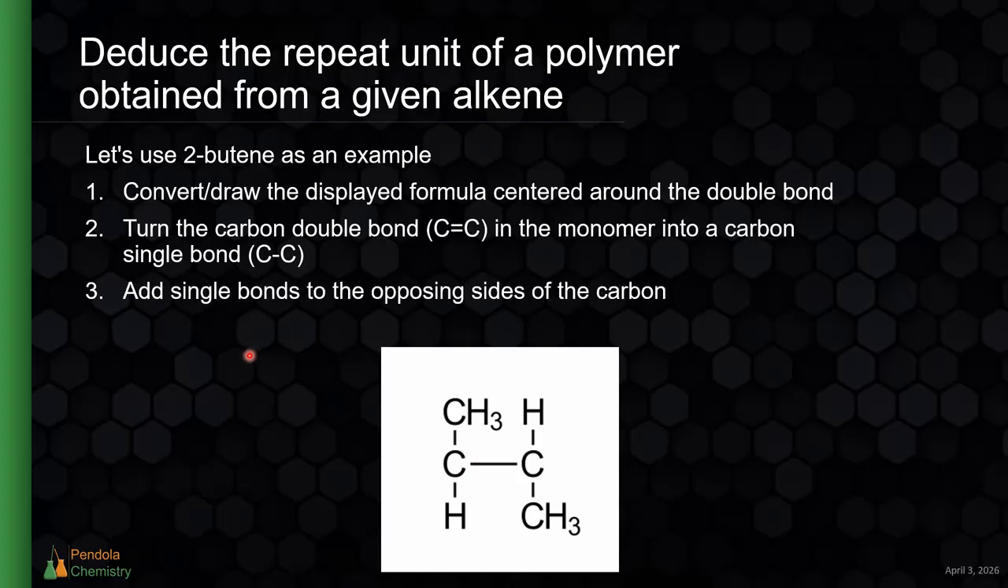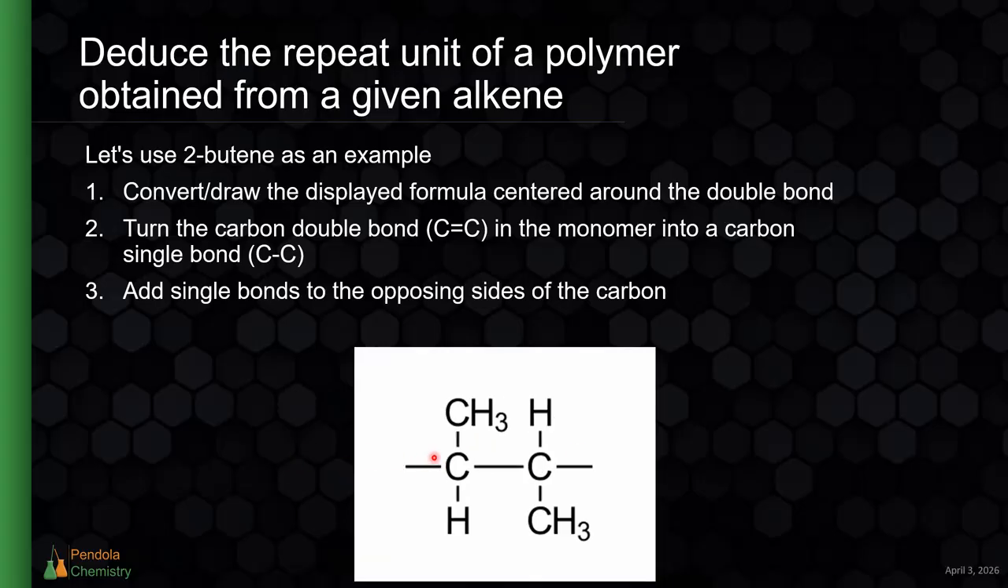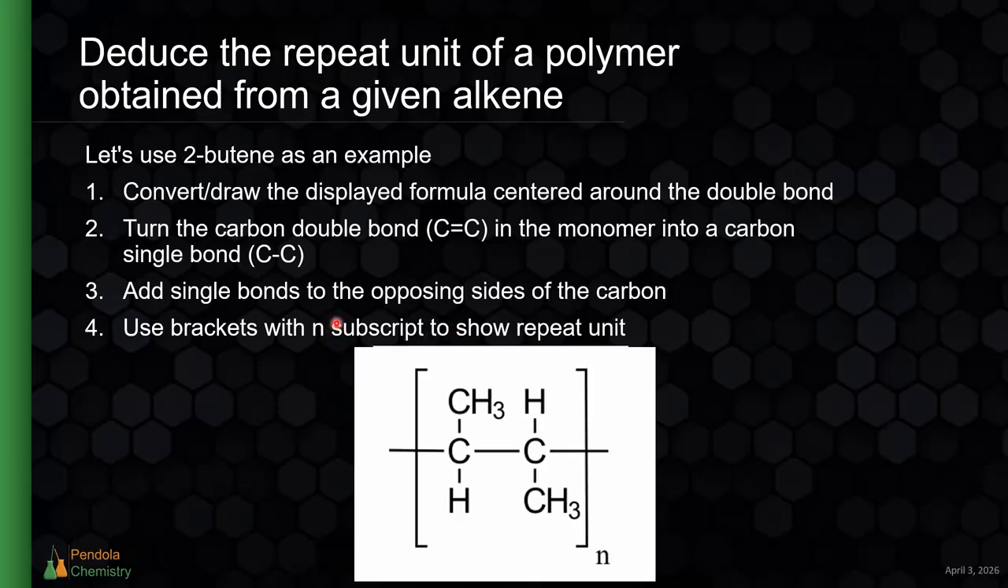And then the last step is going to be to add single bonds to the opposite sides of the carbons. Remember, we're drawing a repeat unit of a massive polymer. That's going to keep going in both directions. So we're going to draw our bonds at either side of our polymer, and then what we normally do in class, although this part is technically optional, is use brackets and the subscript n to show that this is a repeat unit.